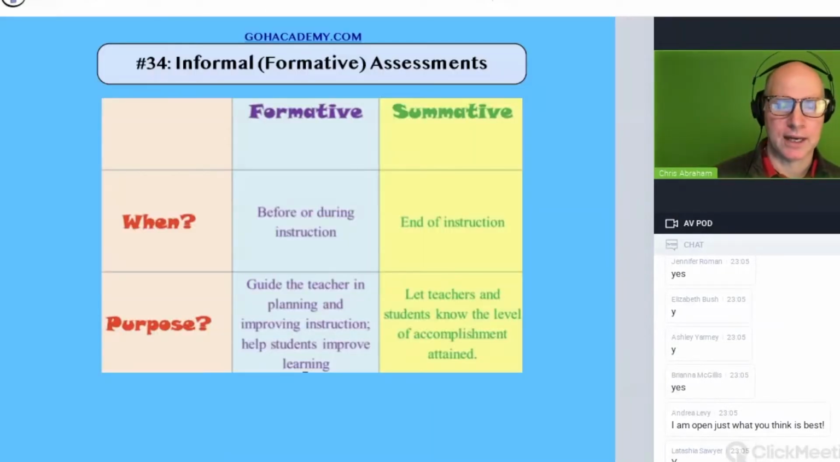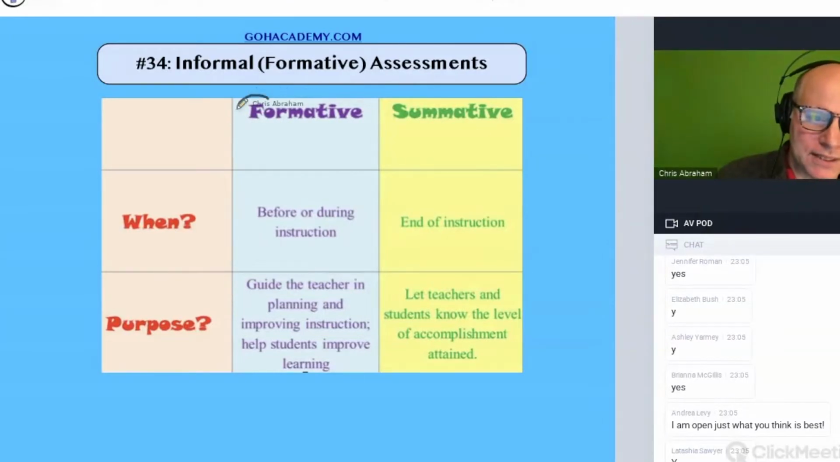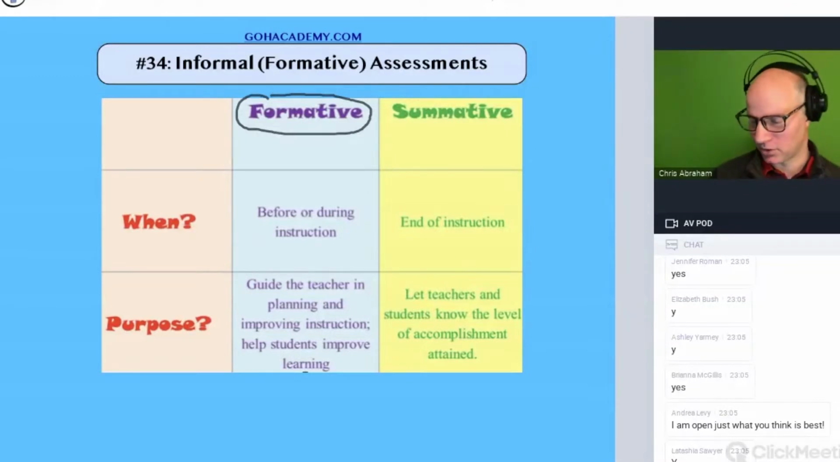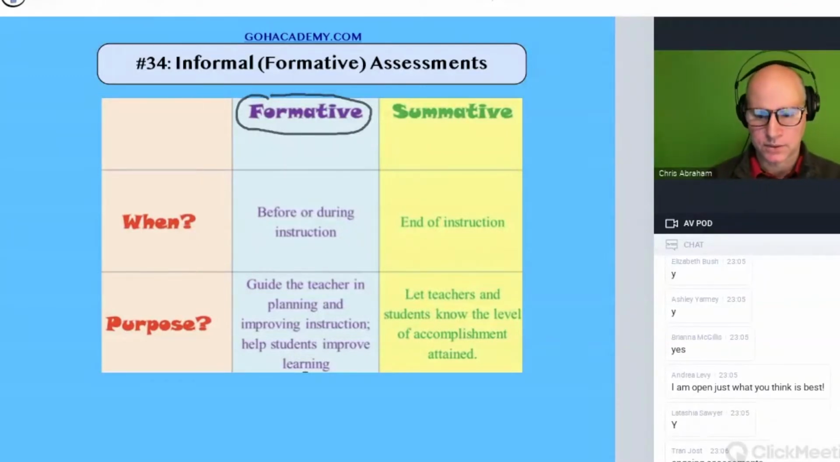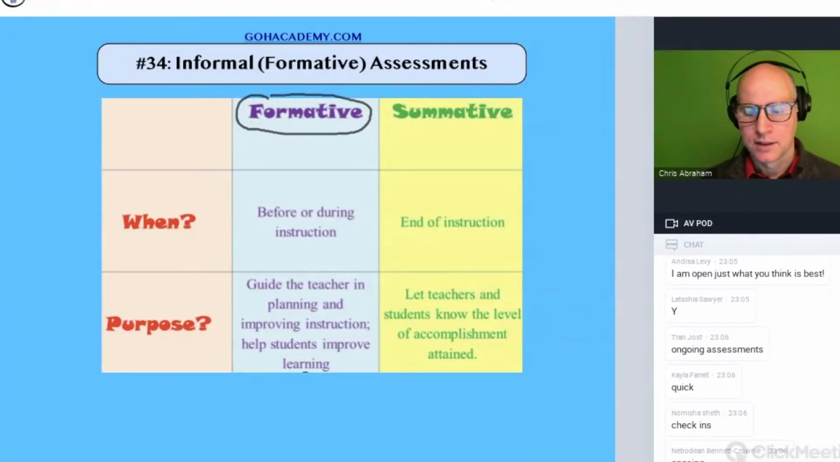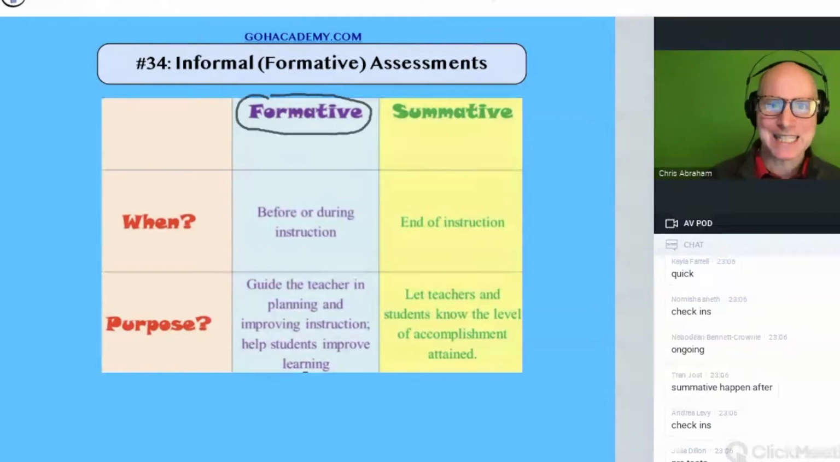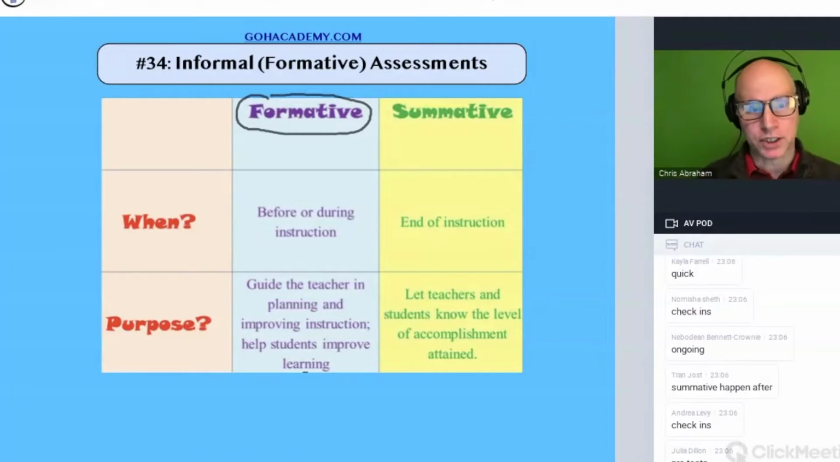Let's start with the difference between formative assessments and summative assessments. What are formative assessments? Formative. I always got this confused in school. What are formative assessments? They're ongoing assessments, check-ins. Okay, so they're any type of assessment used to gather information to guide instruction.